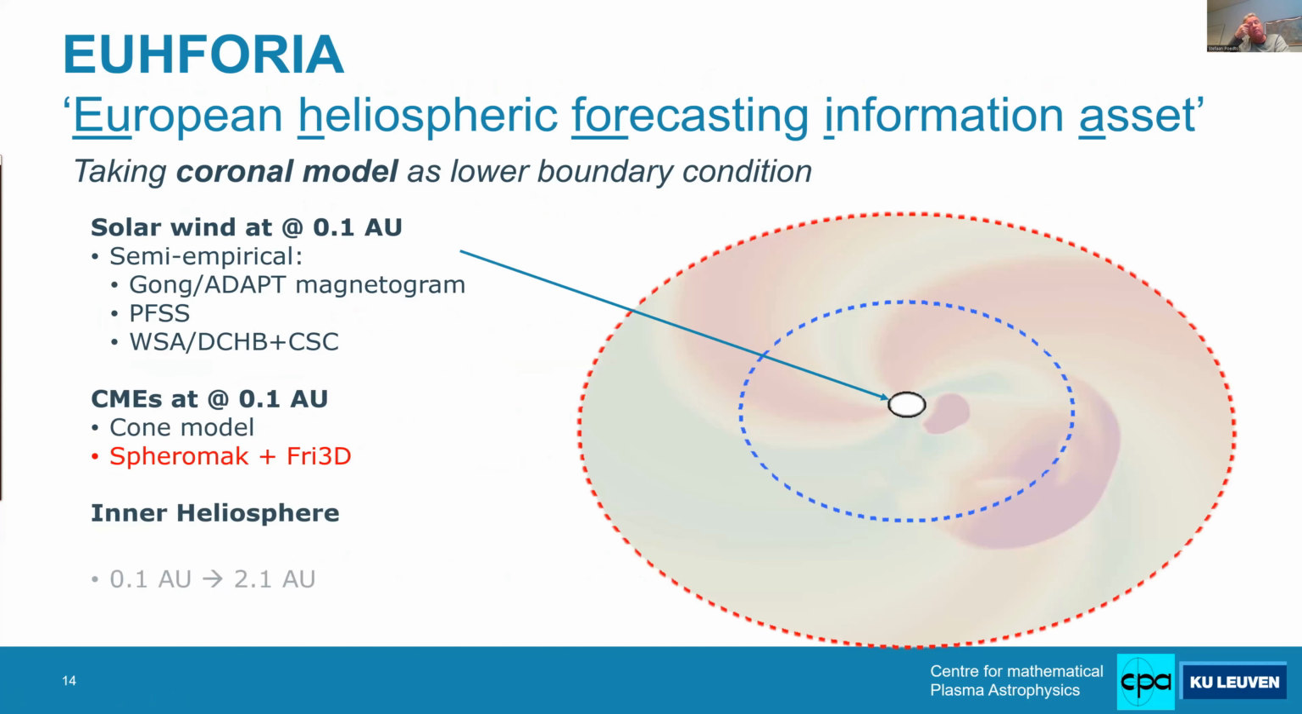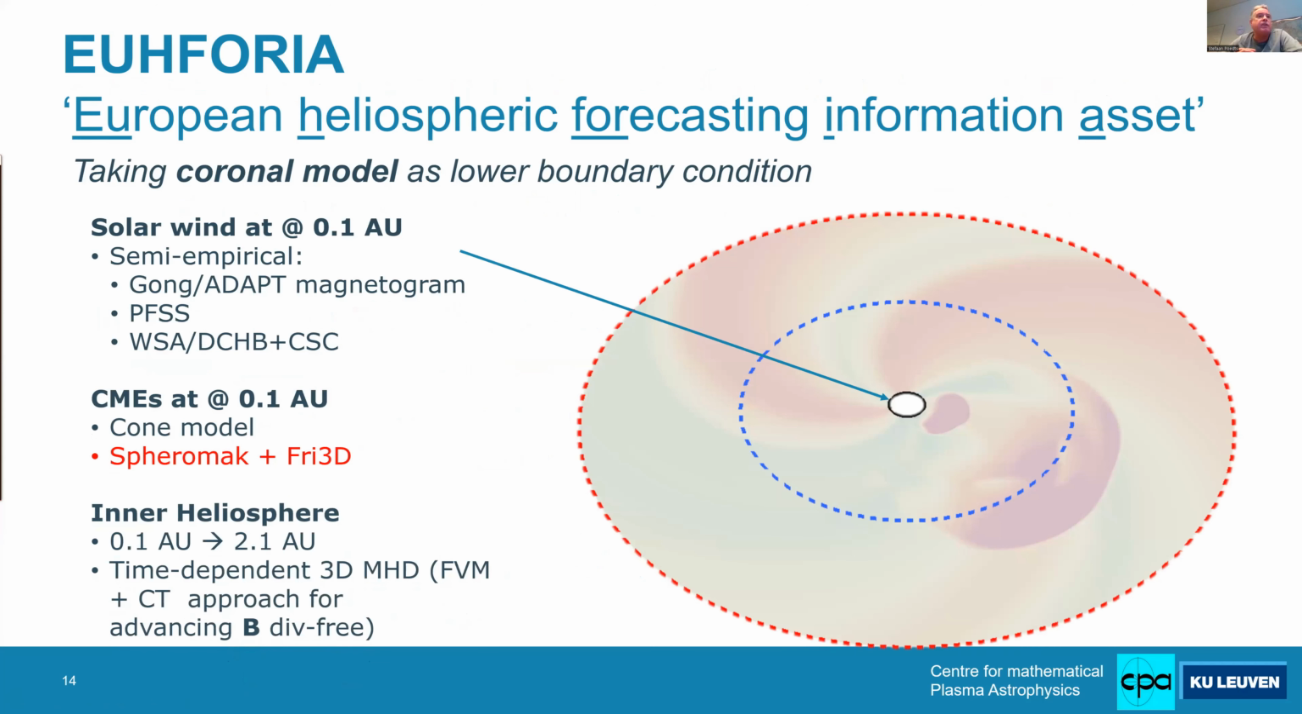So EUHFORIA, as Anwisha explained, is an acronym for European Heliospheric Forecasting Information Asset. It consists of a coronal model, which is a very simple model in EUHFORIA because time matters. If you want to do a prediction, you need to do the simulations in a relatively short time scale so that the computation time should be shorter than the arrival time of the CME, which is like 2 to 3 days on average. Although the fast CMEs, the really dangerous ones, can be here in as little as 1 day.